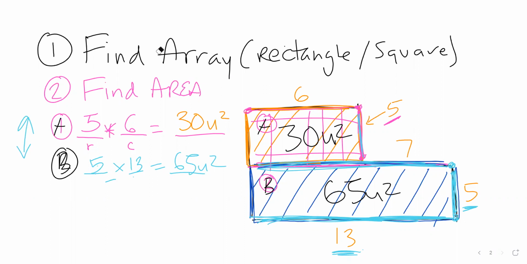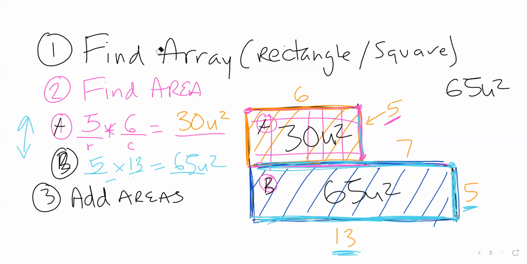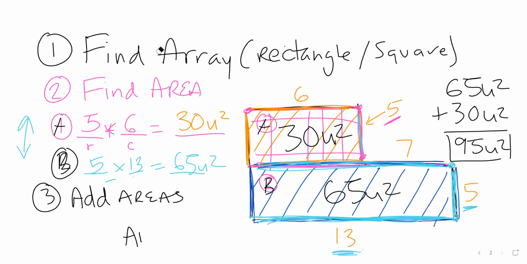Now my final step, step 3, is I just want to add my areas, because that's going to be my final answer. I'm going to take the 65 units squared from the blue, and I'm going to add it to the 30 units squared of the orange. I'm going to get 95 units squared. I'm going to rewrite that answer somewhere. So let's see, down here. Let's say area is equal to 95 units squared. Okay. So that's really what we're doing in this process.